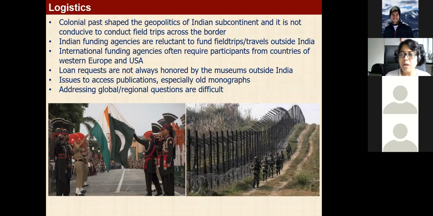And apart from that, access to publications, especially old monographs, becomes another issue. Many of the old museums all across the globe have collections of old monographs published from India during colonial times, but India doesn't have the record of it. So those are the issues which make it even more complex. And with all these restrictions, addressing a global question becomes almost impossible. So it becomes a very locally interesting question that we can address. Any kind of regional survey or global survey requires all of these issues to be taken care of.